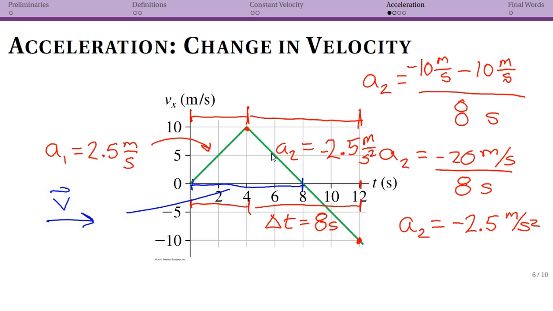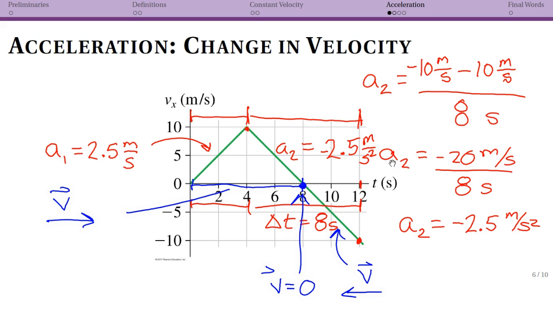Now, at t equals 8 seconds, here, it's actually stopped. Your v is equal to 0. And then in this section here, v is now moving to the left. So it is speeding up, speeding up, speeding up, moving to the right, and slowing down.